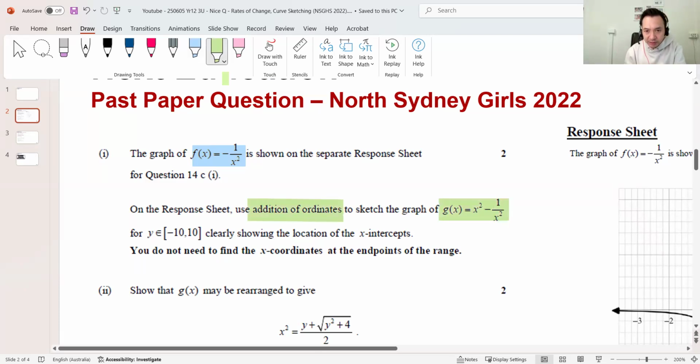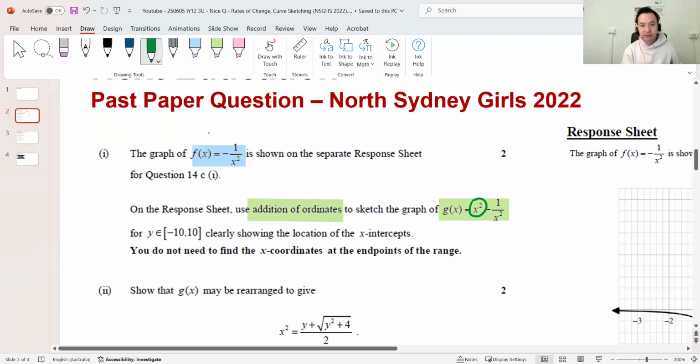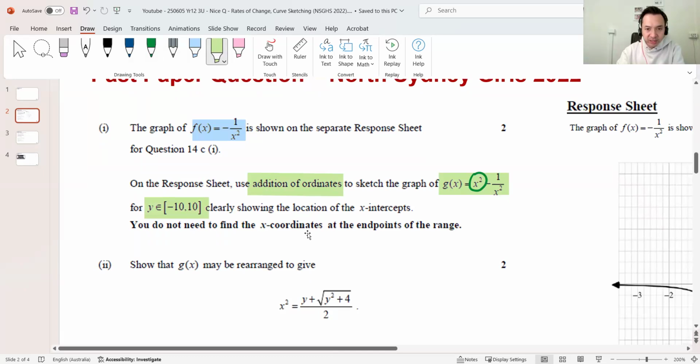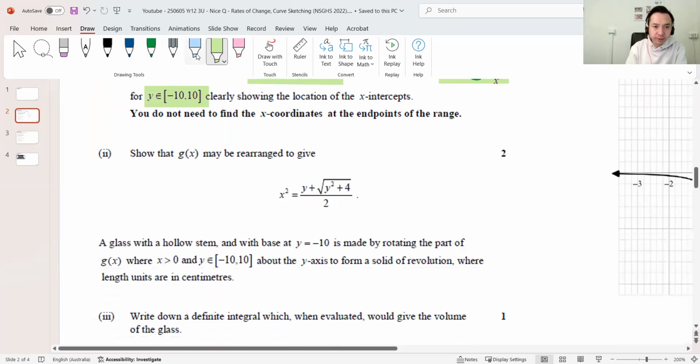That looks exactly the same as the original, but you can see there's an extra element, I'll highlight it now, of x squared. So they've added x squared onto the original, between the y limits of 10 and negative 10. You do not need to find the x coordinates of the endpoints. Part 2, show that you can rearrange it.